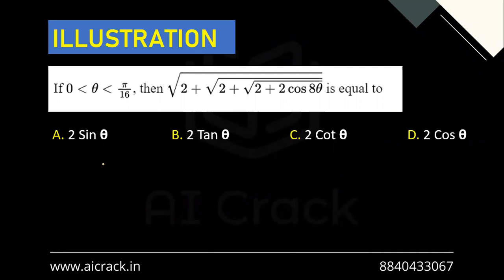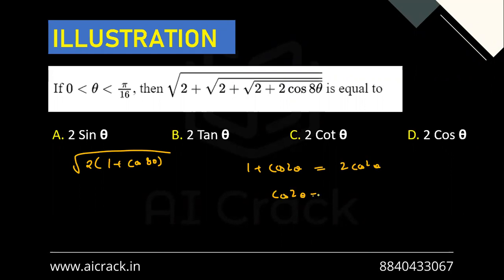Now let's look at another example. So we'll start with the first under root sign over here. This is nothing but 2 times 1 plus cos of 8 theta under root. Now whenever I see something like that, 1 plus cos 2 theta, my mind automatically triggers 2 cos square theta, because cos 2 theta equals 1 minus 2 sine square theta equals 2 cos square theta minus 1.